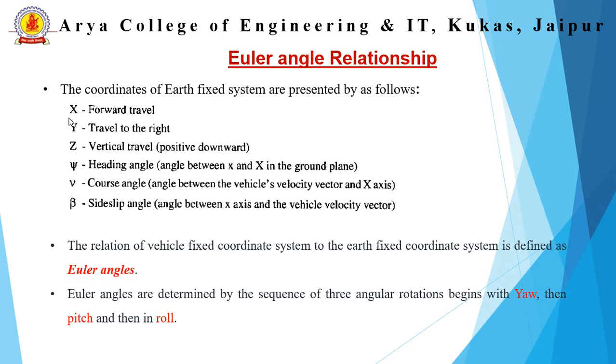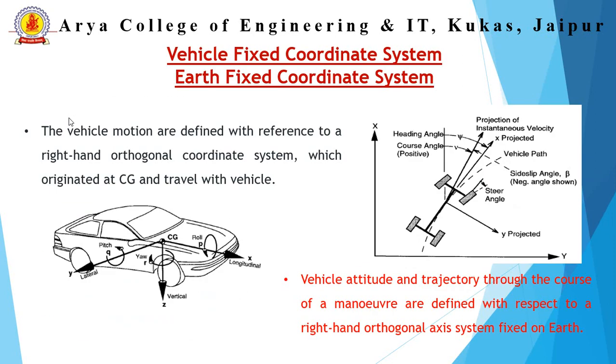The angular relationship between small x and capital X is termed as heading angle. The angle between the vehicle velocity vector and capital X is called the course angle. And the angle between the small x-axis and the vehicle velocity vector is called the side slip angle. As we can see in this figure, this is the x position, the forward motion vector of the vehicle, and this is the projection of the instantaneous velocity while we are taking a turn.